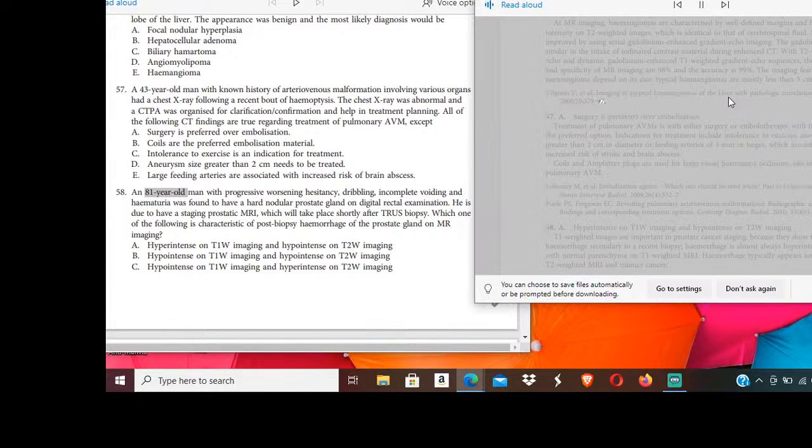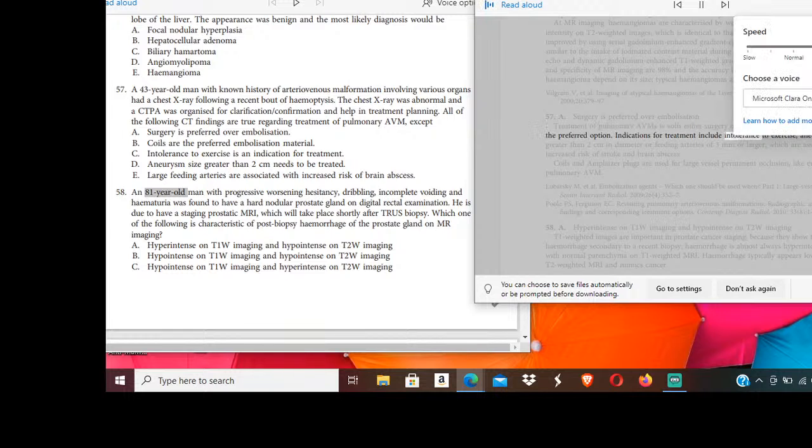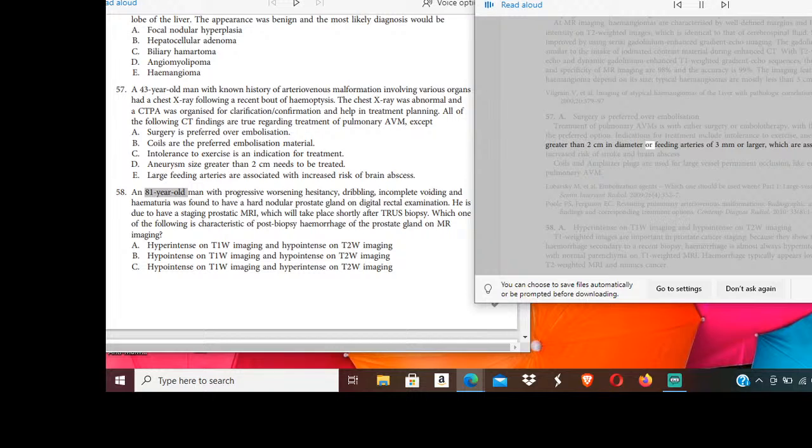57. A. Surgery is preferred over embolization. Treatment of pulmonary AVMs is with either surgery or embolotherapy, with the latter being the preferred option. Indications for treatment include intolerance to exercise, aneurysms greater than 2 centimeters in diameter, or feeding arteries of 3 millimeters or larger, which are associated with increased risk of stroke and brain abscess. Coils and Amplatzer plugs are used for large vessel permanent occlusion, like embolization of pulmonary AVM.